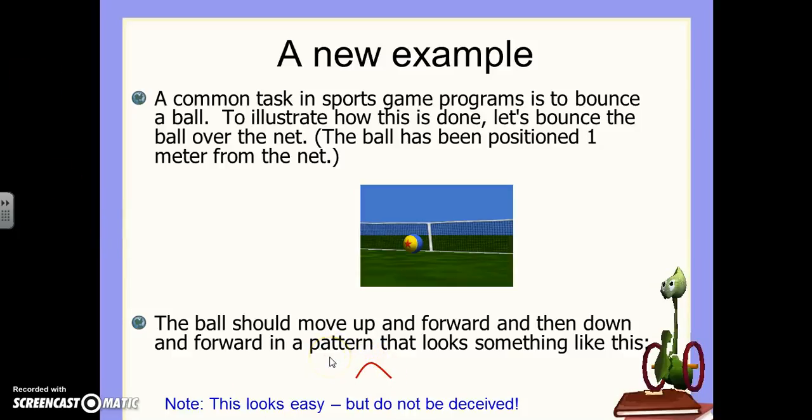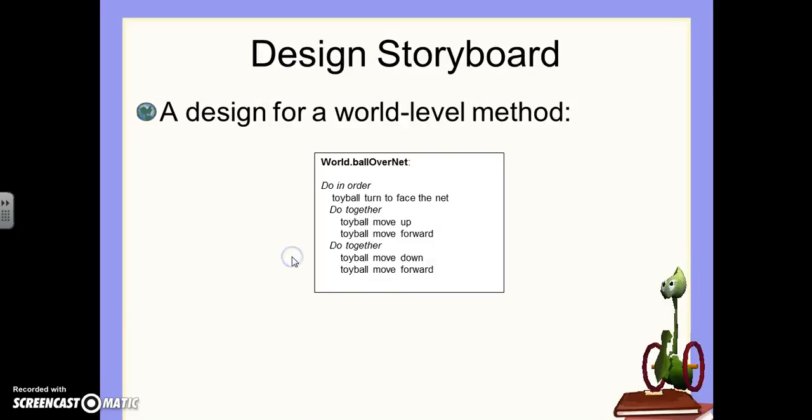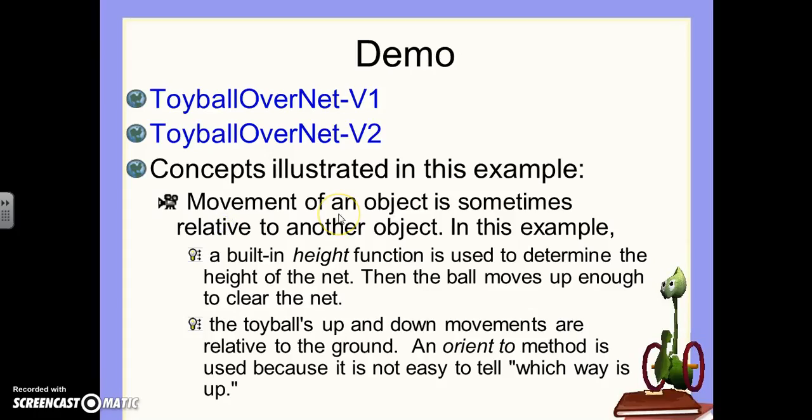Now it looks easy, but looks can be deceiving. The storyboard is going to be, the method is going to be titled ball over net. Do in order, toy ball is going to turn and face the net, do together, toy ball move up, toy ball move forward, then do together, ball moves down. Okay? See if we can make this work.